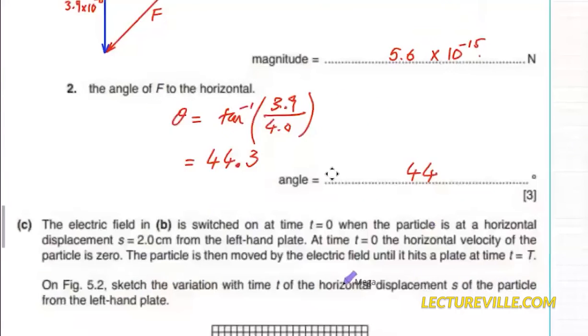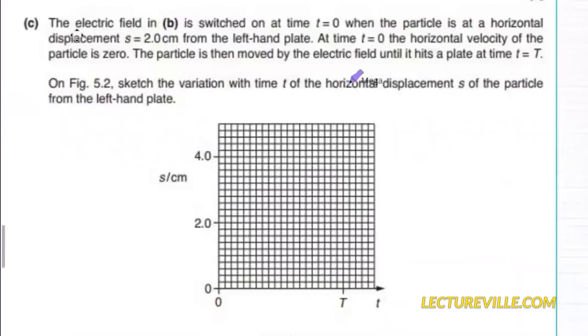Now, the electric field is switched on at this time when the particle is at a horizontal displacement of this many centimeters from the left hand plate. The horizontal velocity of the particle is 0. The particle is then moved by the electric field until it hits the plate at t equals this. Sketch the variation with time of the horizontal displacement s of the particle. It hits at t equal to this.